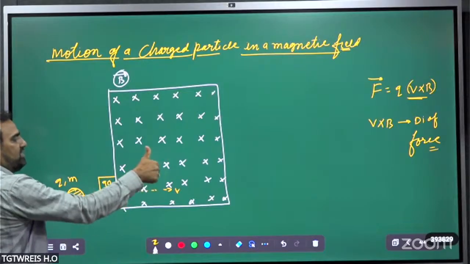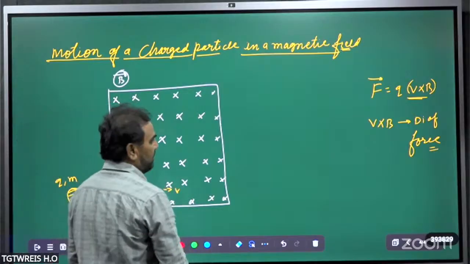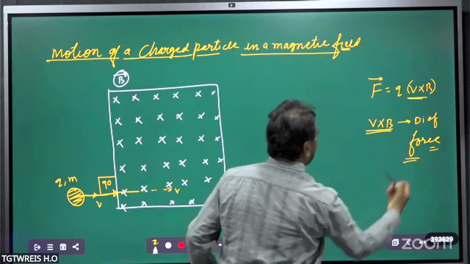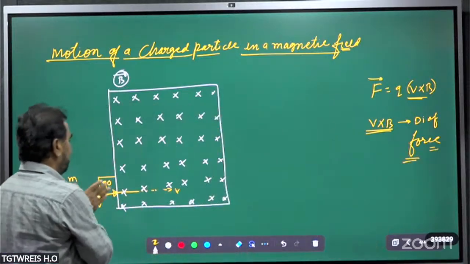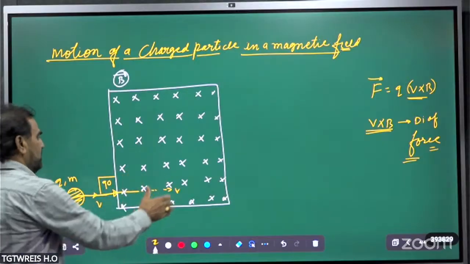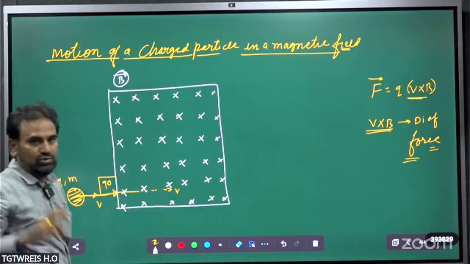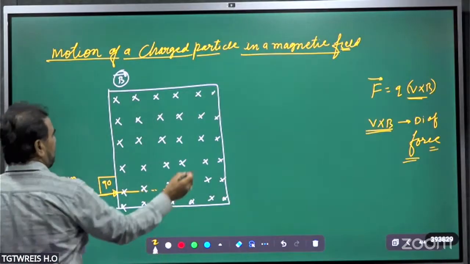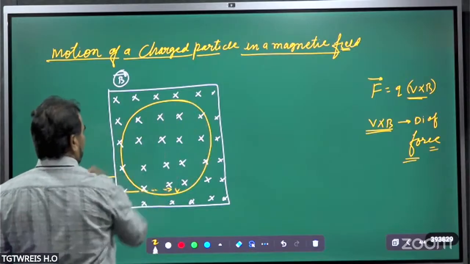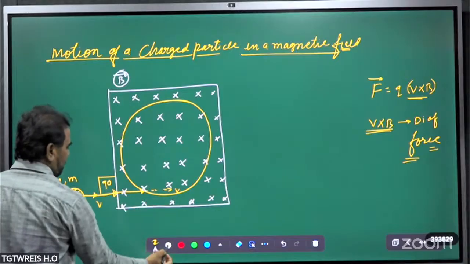V cross B gives the direction of the force. Everywhere the force will act toward the center direction. So what happens is that the charged particle will move in a circular path like this. That is why the charged particle moves in a circular path.